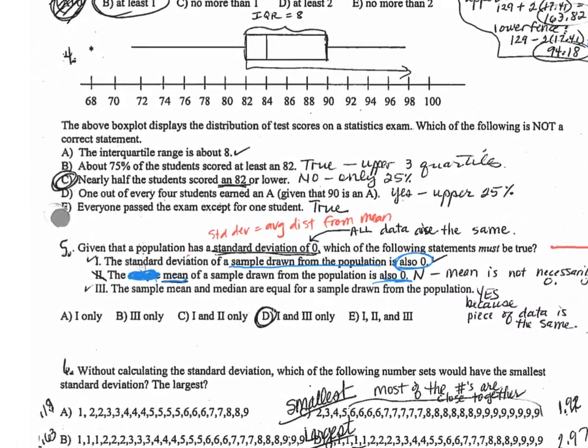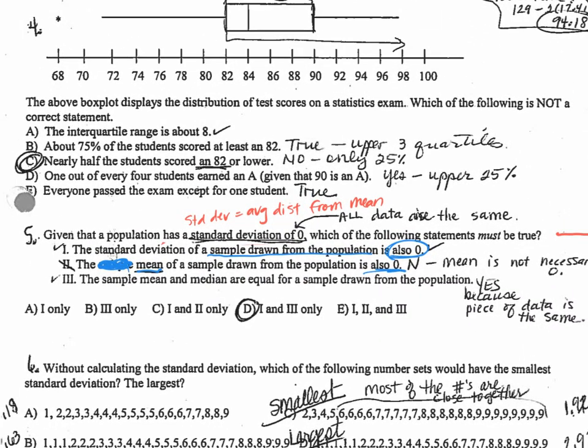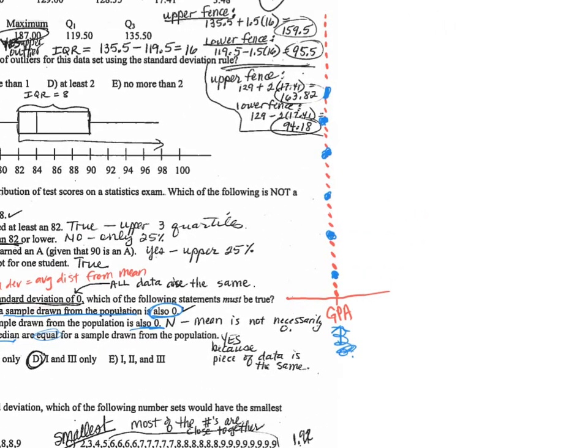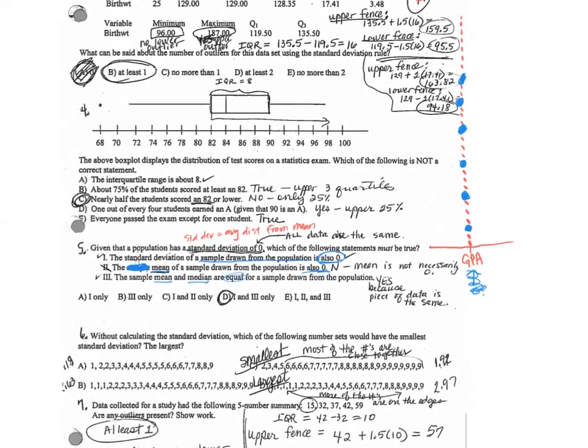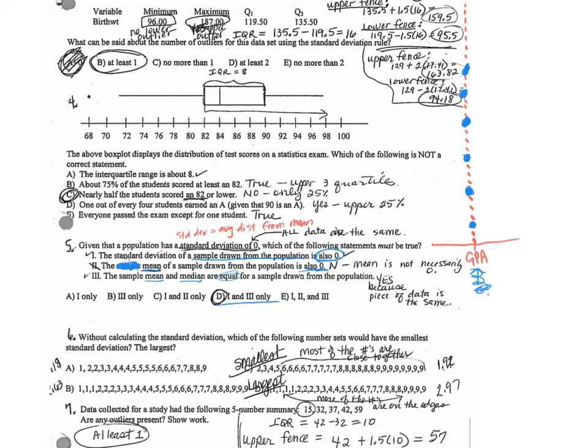Now let's talk about this last one here. The sample mean and the median are the same. And that's true. Look at these blue dots. Are these blue dots, which are the sample, do they have the same average? Yes. Do they have the same median? Yes, because they're all the same piece of data. They're all the same value. So therefore, 1 and 3 are true for that problem number 5.